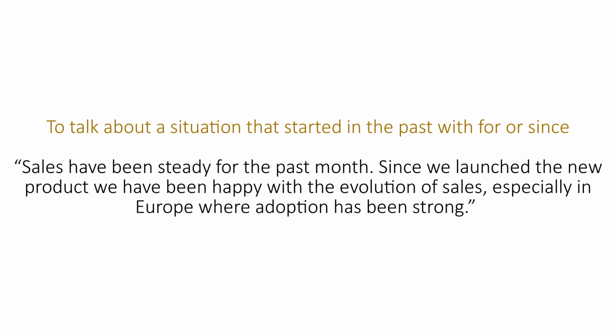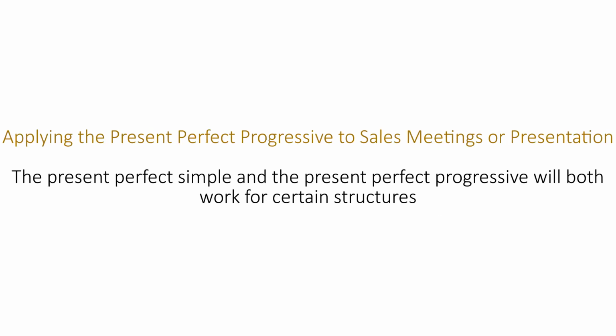So let's talk now about the present perfect progressive and see how we can apply this to our meetings and presentations. So how to apply the present perfect progressive to sales meetings or presentations. The first thing that we need to keep in mind is that often the present perfect simple and the present perfect progressive will both work for certain structures, okay? However, the progressive form is generally used to focus on the duration of the activity, and also the activity itself. It doesn't really express if the action has finished.